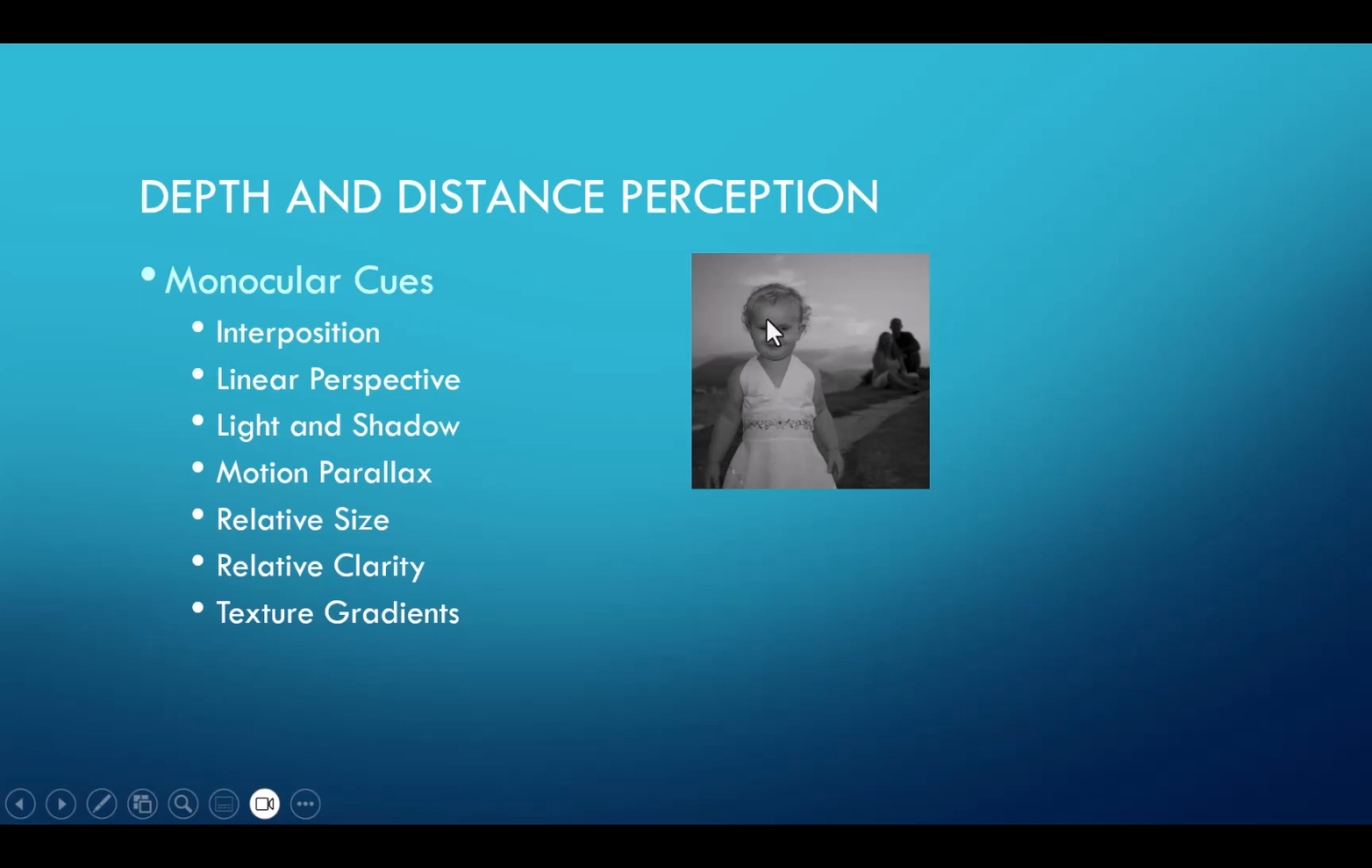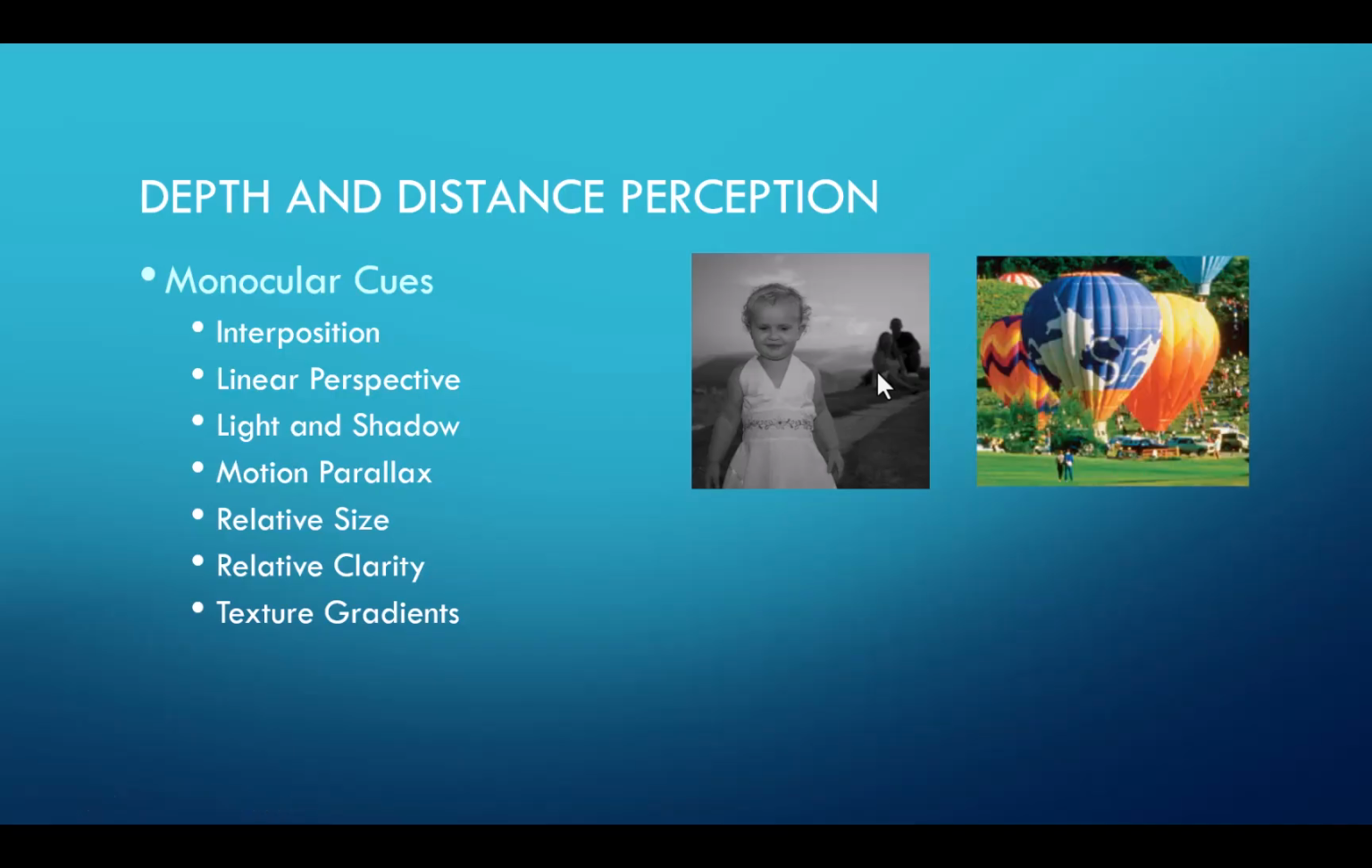Relative size, she's bigger, we're smaller. The assumption is that she's closer. Relative clarity, again, she's very clear. We're fuzzy here in the background. Same with texture gradients, much more texture here, not so much back here. This is a good one for interposition. So the objects that block one another must be closer.